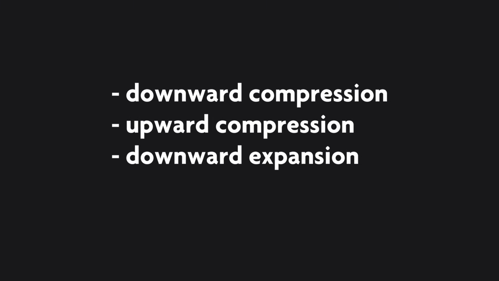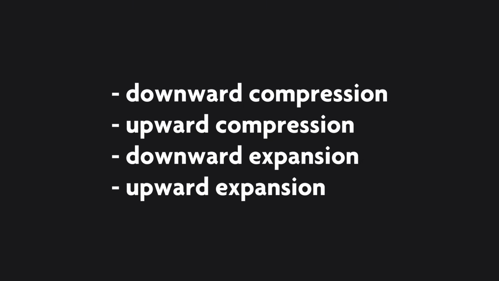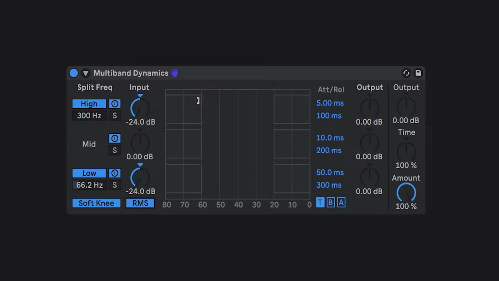Downward expansion makes quiet signals quieter. Upward expansion makes loud signals louder. This is gonna make sense in a second. Let's now take a look at blocks.